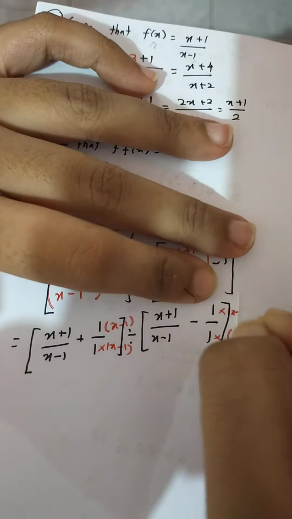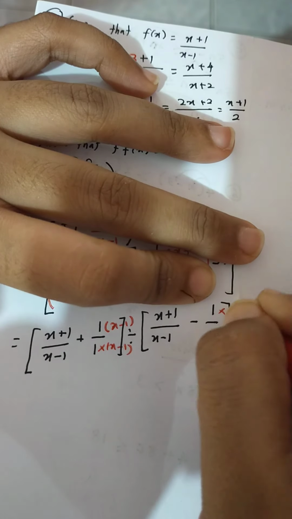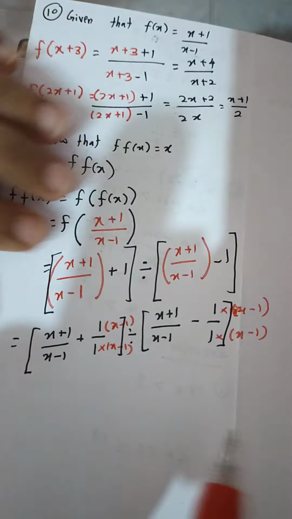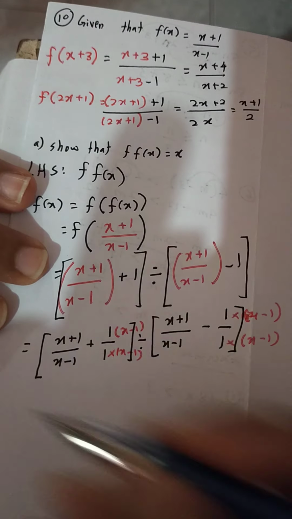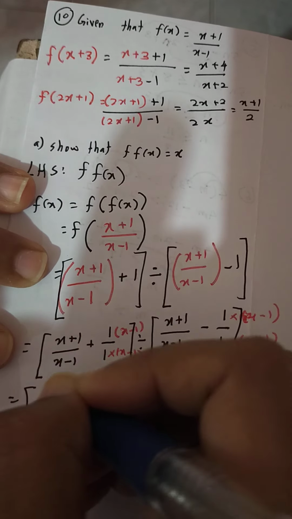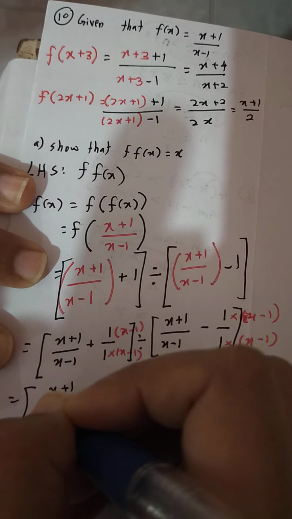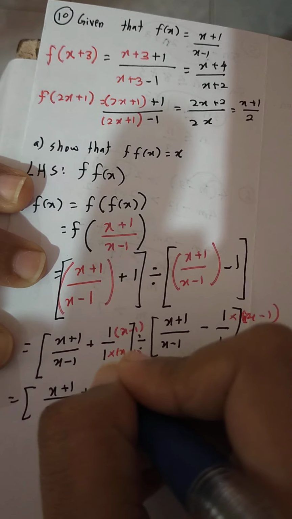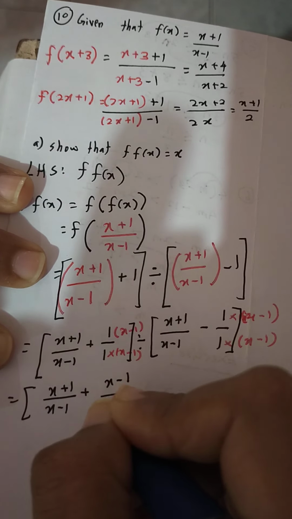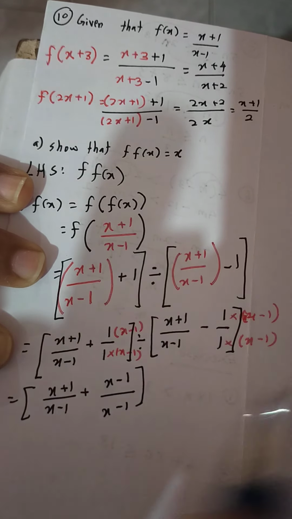This one also I will times with x minus 1 because I want to make sure my denominator is the same. Okay, times with x minus 1. This one also x minus 1. So now I need to expand it. I will have x plus 1 over x minus 1 plus 1 times x minus 1, so you will have x minus 1 over x minus 1. Okay, I'm done with this.